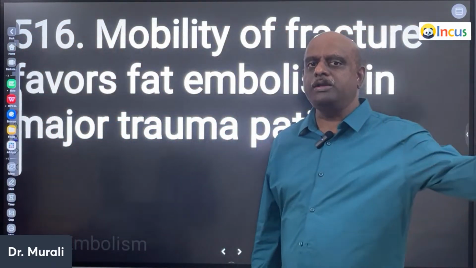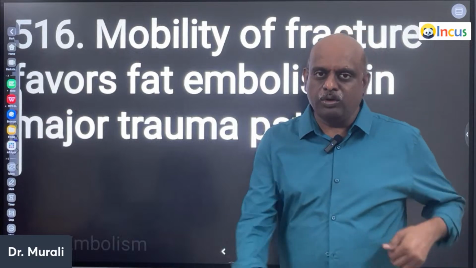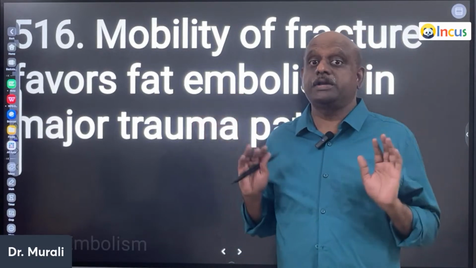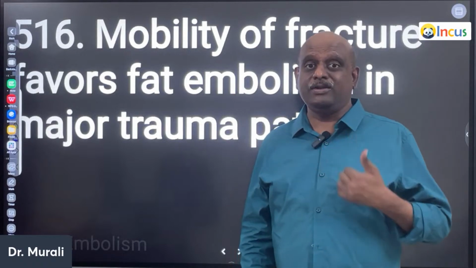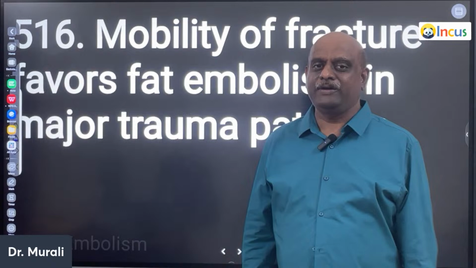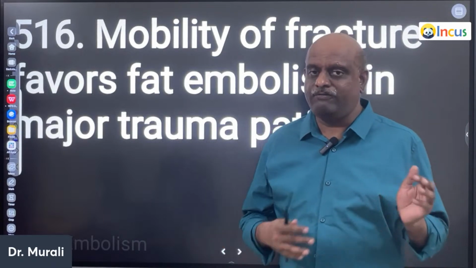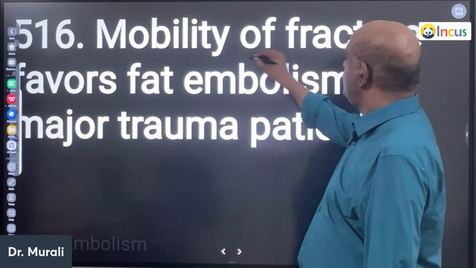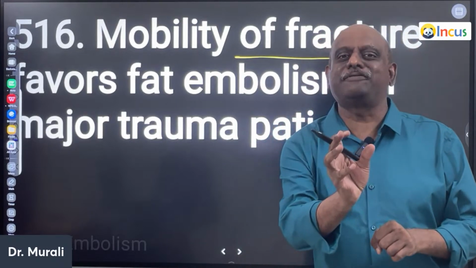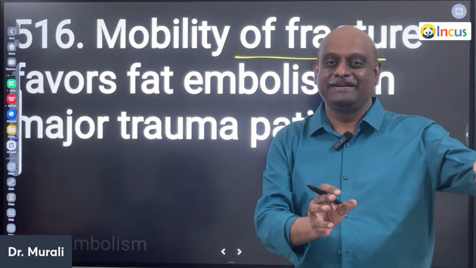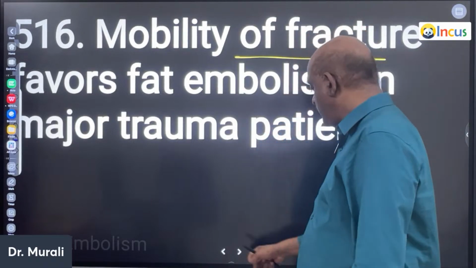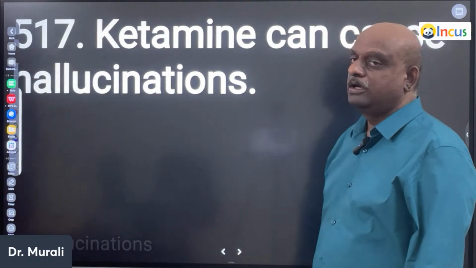Now, fat embolism. Whenever a long bone fracture is there, after the long bone fracture, the patient goes into altered sensorium. There are a lot of petechiae on the front of his chest, and there is respiratory failure. What is the clinical picture called? Fat embolism. It is the mobility of the fracture which will dislodge the fat and make it embolize. It is mainly responsible for the fat embolism. That's the reason you need to be careful.